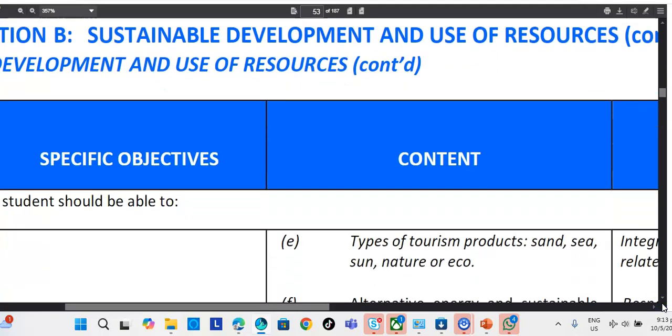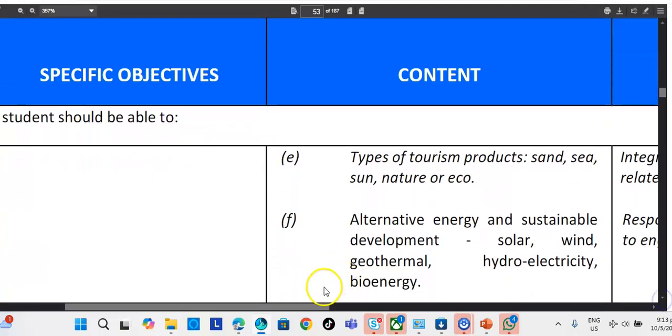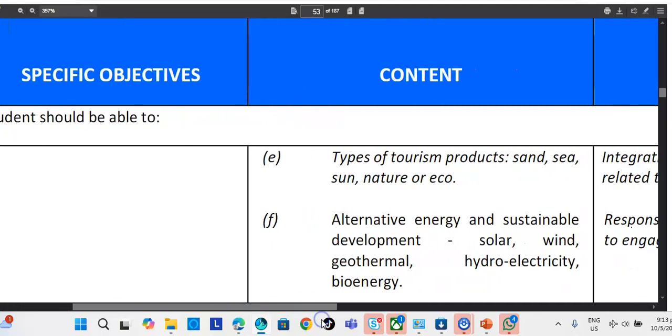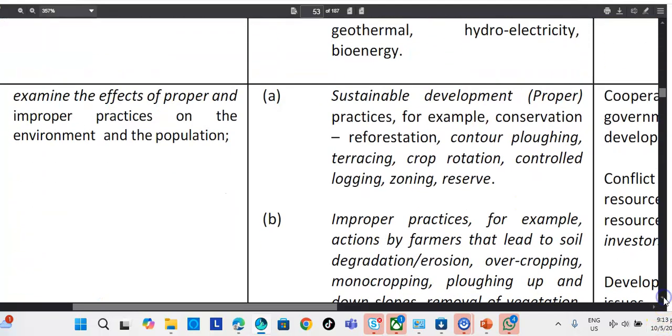Now, types of tourism products. Let me see what the syllabus says. We use natural resources for tourism products. Example, sun, sea, sand, nature. We use it for alternative energy, for solar, wind, geothermal, hydroelectricity, which we get from our rivers, especially in Guyana. Examine the effects of proper and improper practices on the environment and the population.